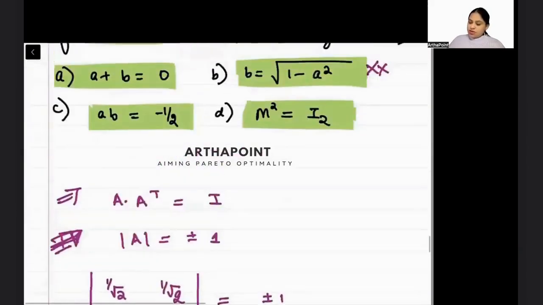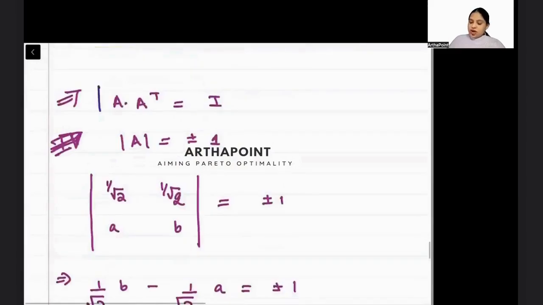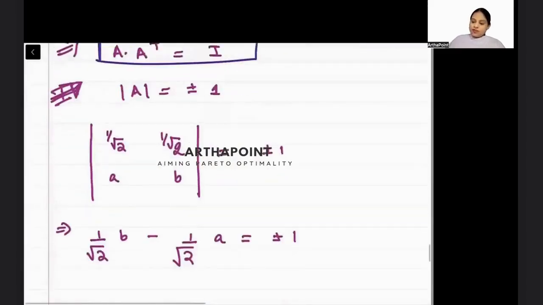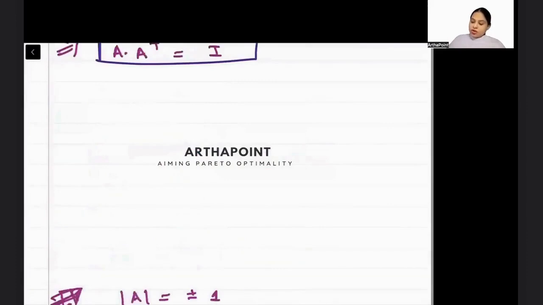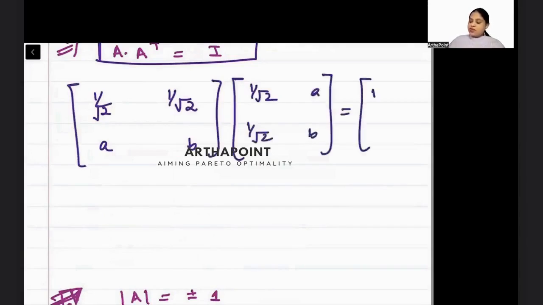अच्छा, अब this also is not making a lot of sense as of now. अभी तक तो इसका भी कोई सेंस नहीं मिल रहा. So I will use the third property to check if anything can be done. Right? So A is given to you as 1 by root 2, 1 by root 2, a and b. And if I just transpose this matrix, I will get 1 by root 2, 1 by root 2, a and b. And this should give me identity matrix 1, 0, 0, 1.